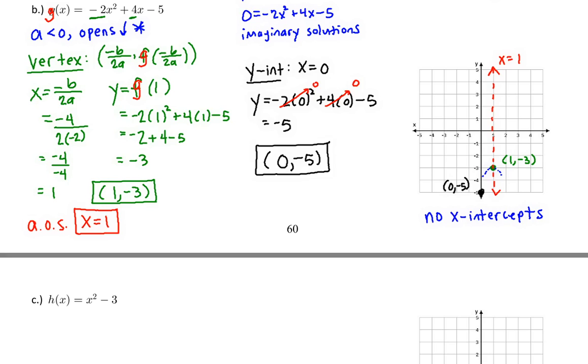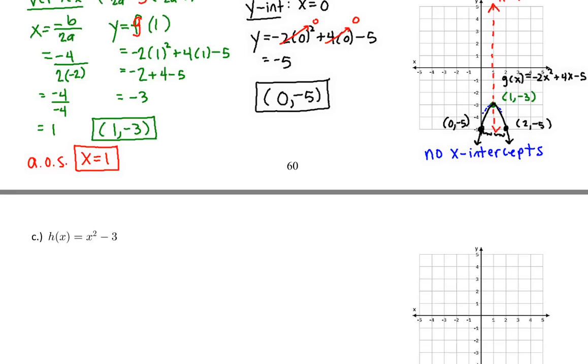0, -5. And I'm going to go ahead and reflect this point to the other side of my axis of symmetry. That one has ordered pair 2, -5, so that I can connect those. I can make a symmetric parabola. So we have a tall, skinny parabola that opens down, and that's our function, g of x equals -2x squared plus 4x minus 5. Let's consider one more example in this section.